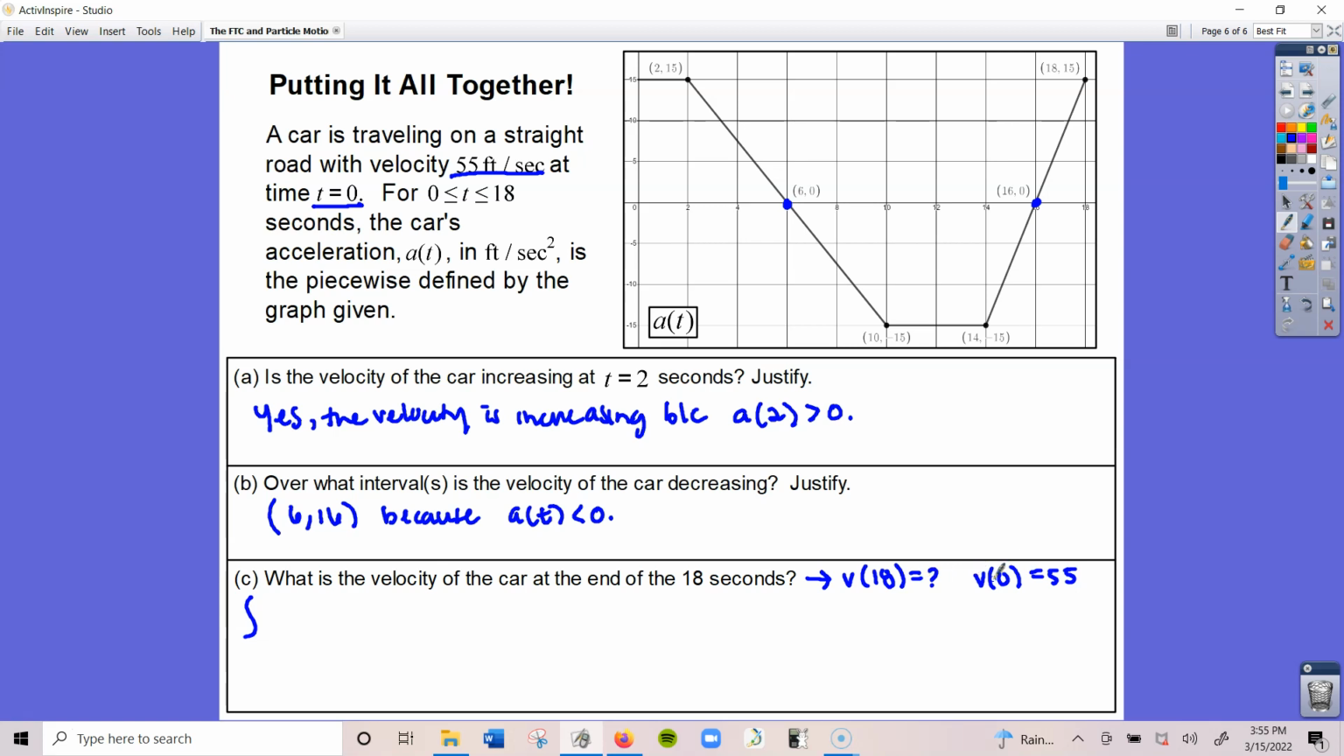So these are like those questions we've done before. Our limits of integration would be these two values of t. So the integral from 0 to 18 of a of t dt is going to equal v of t evaluated from 0 to 18. To get this number, like I said, what we've been doing before, we need to find the area here.